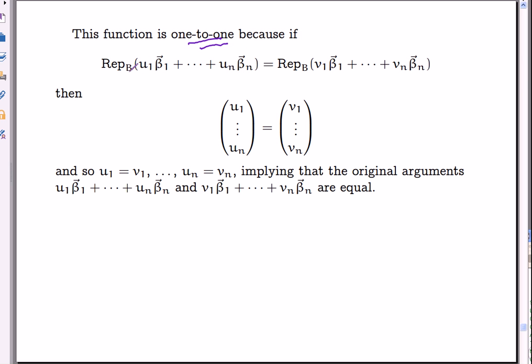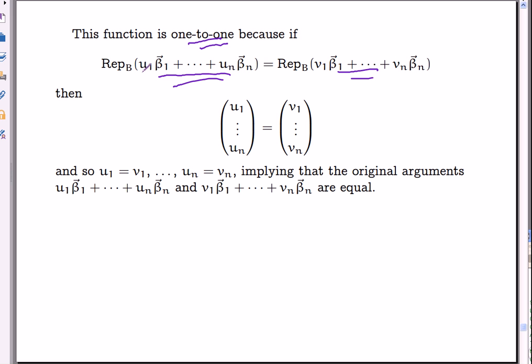because if you have two vectors that have the same image under rep B, well, rep B of this vector is what? It's simply the coordinates, u1 through un. Rep B of this vector is what? It's simply the coordinates, v1 through vn.